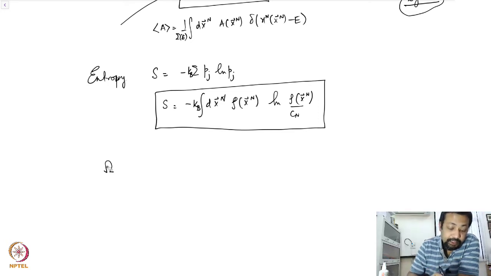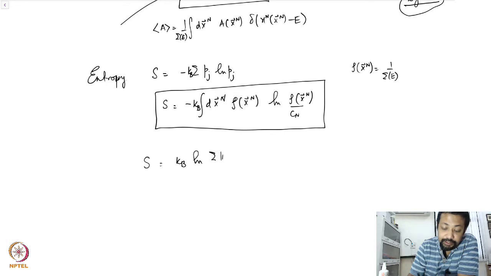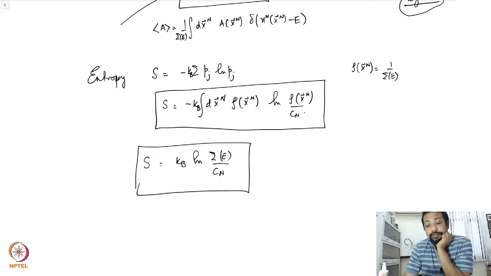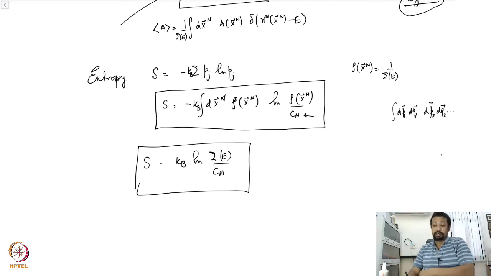If we use this expression for rho of xn equal to 1 over sigma e, then your entropy is kB ln sigma e over cn. Note that the reason we have introduced a cn factor here is because this surface area is dimensionful, since it has dp1, dq1, dp2, dq2, and so on, and we shall later on see what cn is going to be.